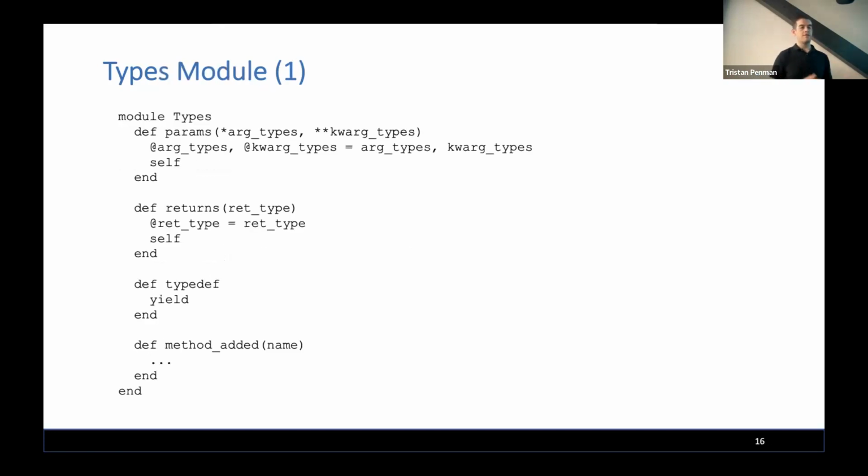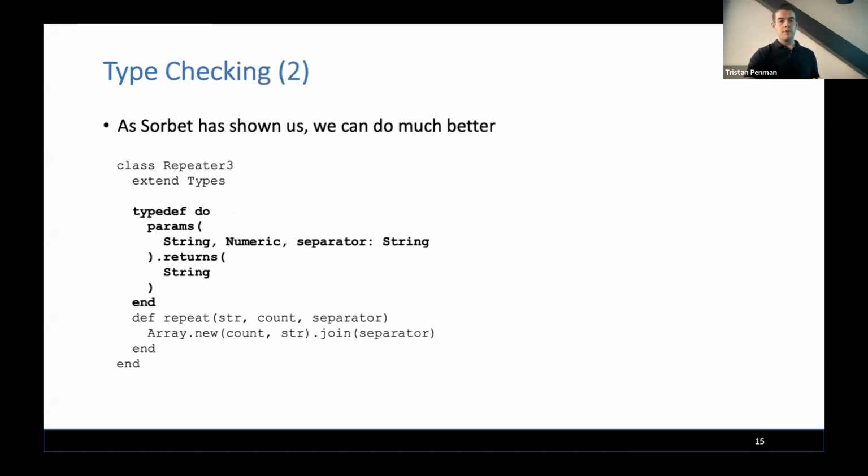So we can have a look at the scaffold for this. Instead of before and after as hooks, we now have this hook called typedef. And how this works is a little bit interesting, because the problem we have is, we've got a method we want to call called typedef, and we want to pass in a block to it. But then inside that block, we want to call params and returns.